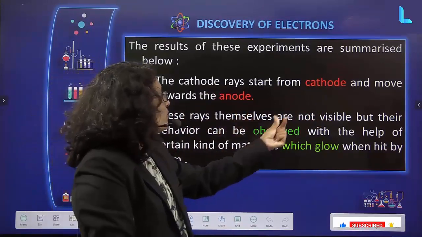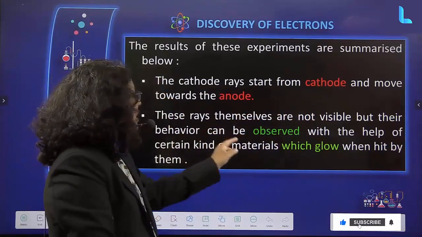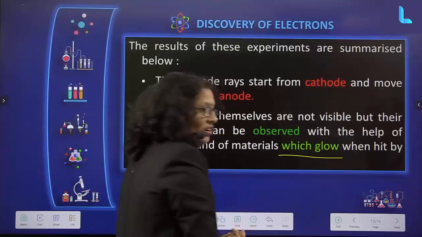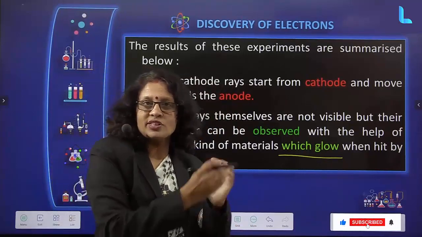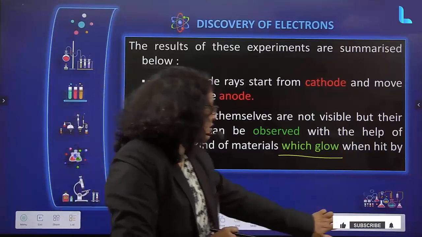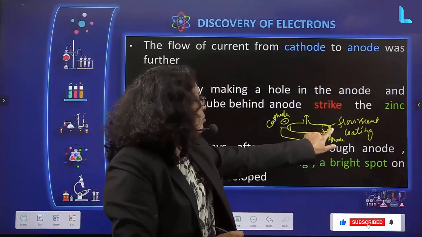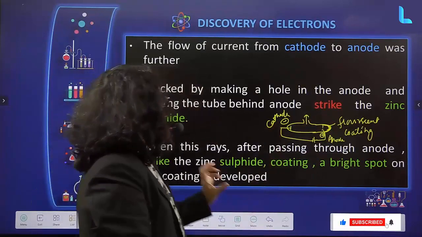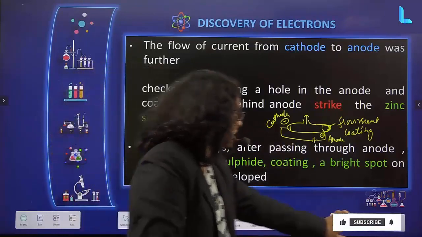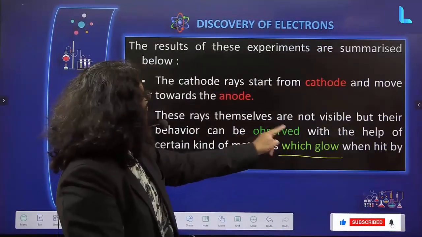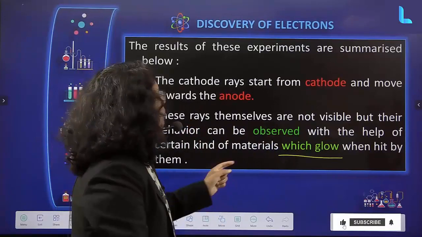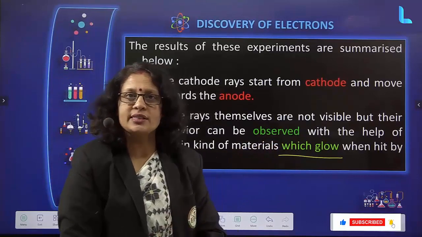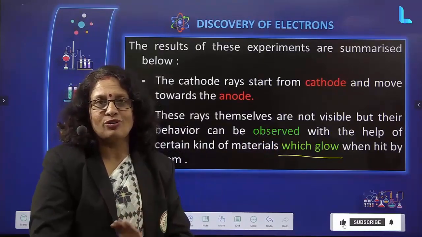Second, the rays themselves are not visible, but their behavior can be observed with the help of a certain kind of material which glows. What is that material? Zinc sulfide, towards the anode. We have coated that particular part with the fluorescent coating, that is zinc sulfide, and when the particles pass through it, it starts glowing. So it indicates the rays are not visible by themselves, but when they fall, they are observed with the help of zinc sulfide, which glows on the falling of that ray, okay.